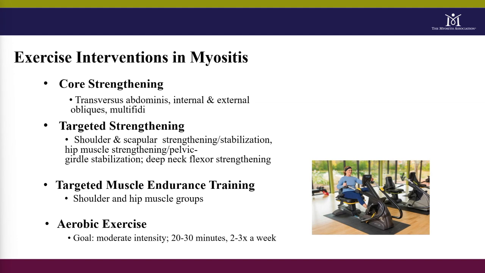Muscle endurance training. Incorporate exercises designed to boost endurance in the specific muscles affected by myositis so that these muscles can withstand prolonged activity. Aerobic exercise. So aim for moderate level intensity, like walking briskly or stationary biking or doing some rowing machine for 20 to 30 minutes, 2 to 3 times a week. This will help improve your overall cardiovascular health and stamina. So by including all these elements in your exercise routine, you will support muscle strength, you will support stability, you will support endurance, which can make a significant difference in managing your myositis.